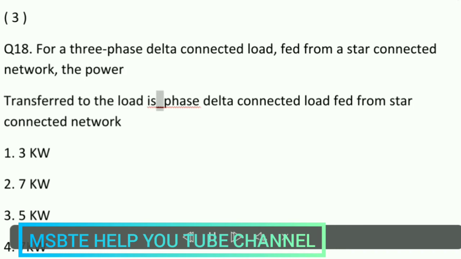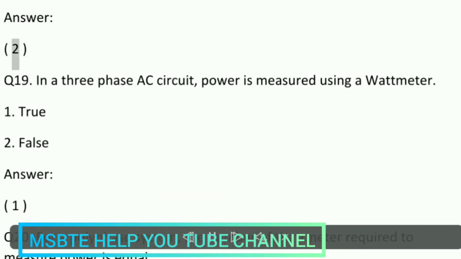Q18. For a three-phase delta-connected load fed from a star-connected network, the power transferred to the load is: 1. 3 kilowatts. 2. 7 kilowatts. 3. 5 kilowatts. 4. 7 kilowatts. Answer: 2.